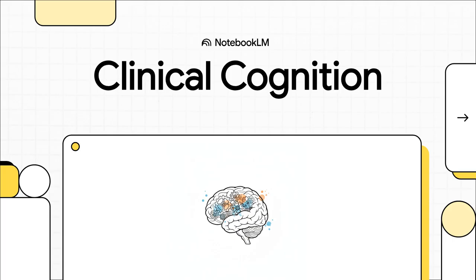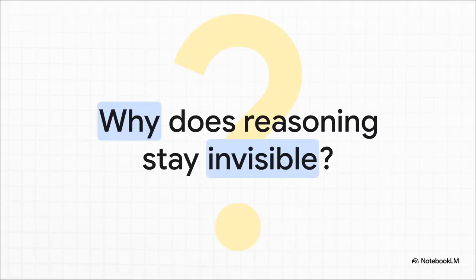We aren't just looking at medical conclusions here. We're getting into the actual operating system of the mind. We are exploring how clinical reasoning truly moves from a raw observation to a final diagnosis. Which brings us to a massive question. Why does the reasoning behind a diagnosis usually stay invisible?